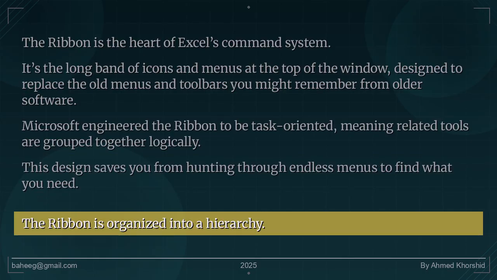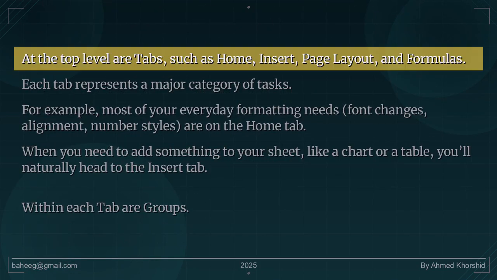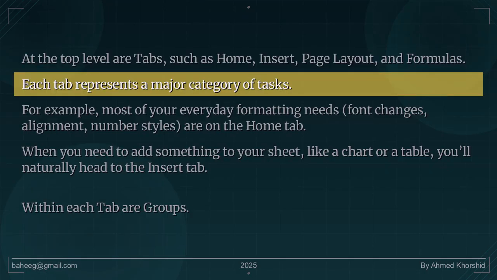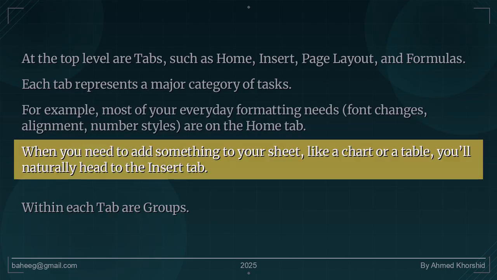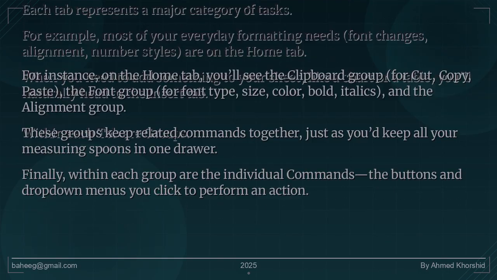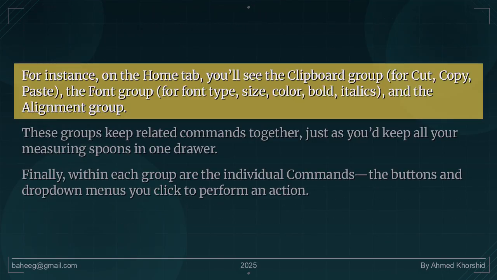The ribbon is organized into a hierarchy. At the top level are tabs, such as Home, Insert, Page Layout, and Formulas. Each tab represents a major category of tasks. For example, most of your everyday formatting needs, font changes, alignment, number styles, are on the Home tab. When you need to add something to your sheet, like a chart or a table, you'll naturally head to the Insert tab. Within each tab are groups. For instance, on the Home tab, you'll see the clipboard group for cut, copy, paste, the font group for font type, size, color, bold, italics, and the alignment group.